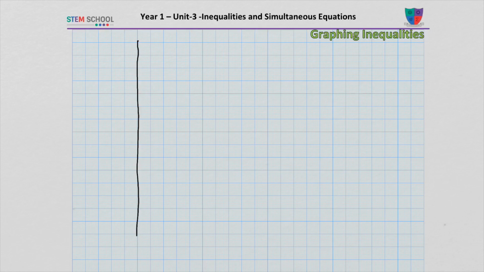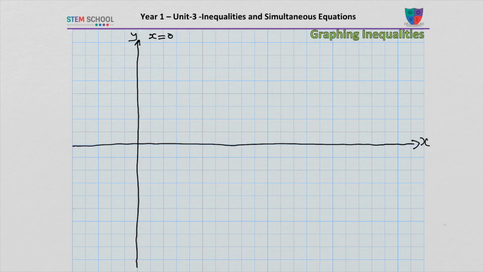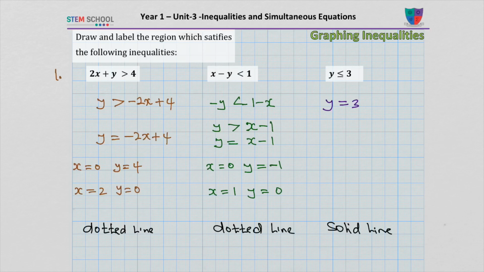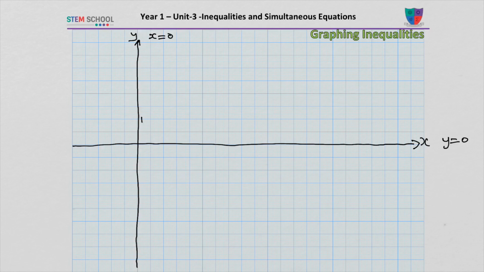Y-axis. So this is y, and the equation of the y-axis is x equals 0. And that's the x-axis, and the equation of the x-axis is y equals 0. So we want positive 4 for y, so we need more values here. So 1, 2, 3, 4, 5.